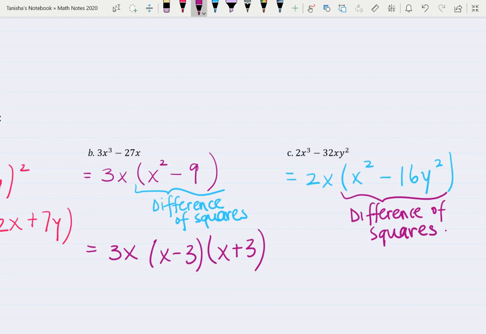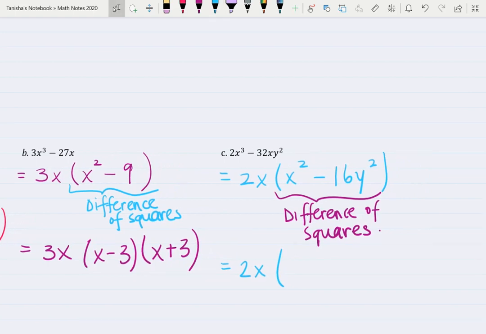And when you're solving this, you don't have to write difference of squares or identify what's inside of the bracket. You're just going to simply go to the next step and factor again. So we have that 2x, which is going to remain 2x, but the x squared minus 16y squared can be factored again into the product of two conjugates. What are those two conjugate binomials? First one is going to be x minus 4y all times x plus 4y. And we're done.